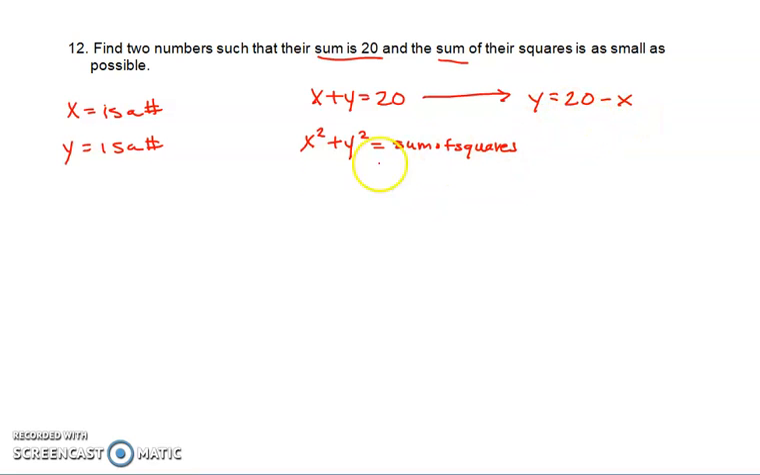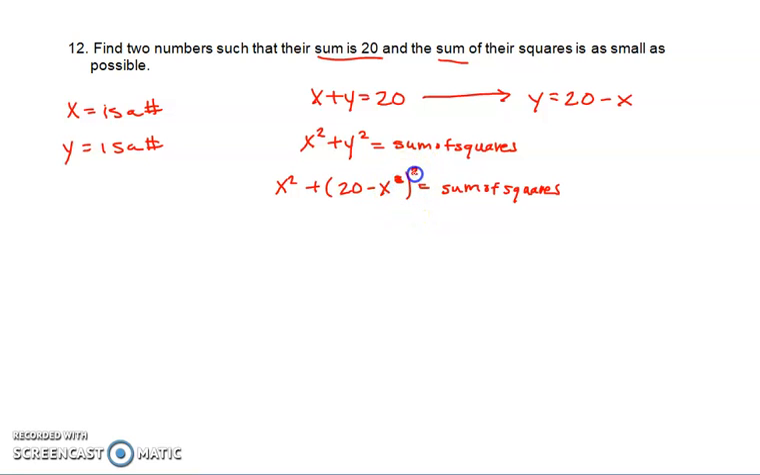Once you have an expression for one of your variables, then you go down here and say, well, that means it's x squared plus (20 minus x) squared equals the sum of squares. Still don't know what that is. I still want to find out what that smallest piece is, but this is not in standard form at the moment. This isn't in factored form.